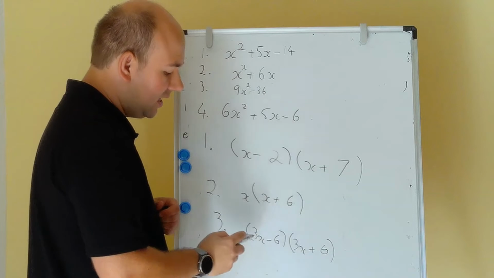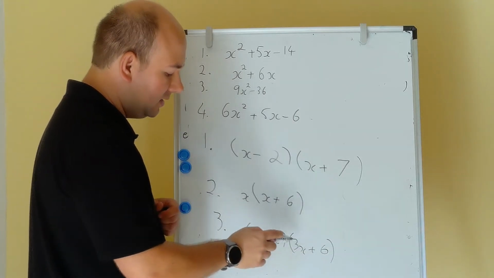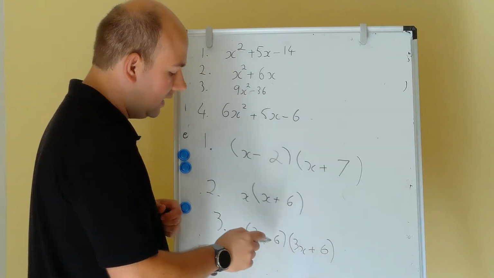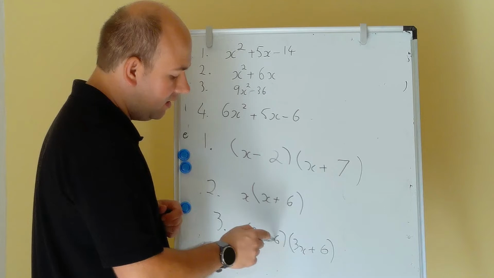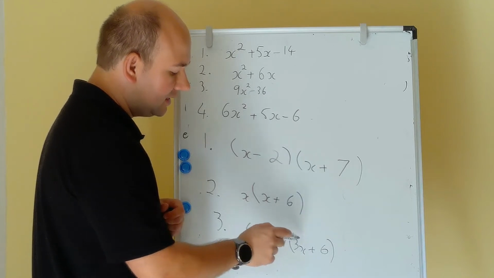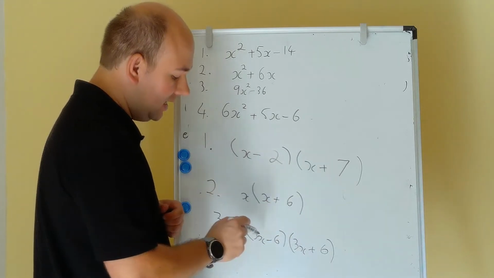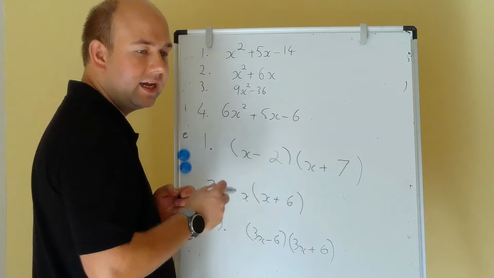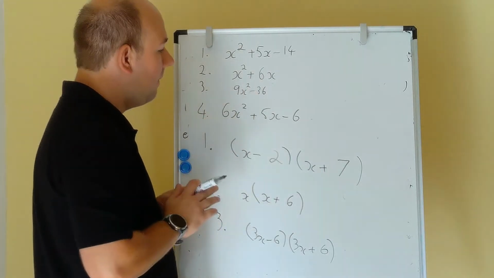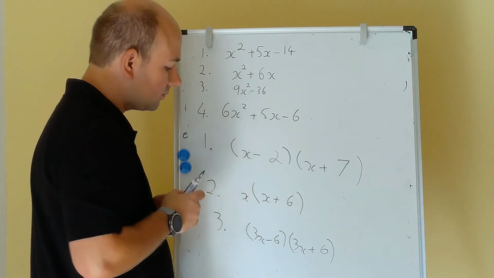So if we expanded this out, we get the 9x squared and the minus 36. But also you'll notice you'll end up with minus 6 times 3x, which is minus 18, plus another 18x, which is 0. So that's where that middle term has gone.